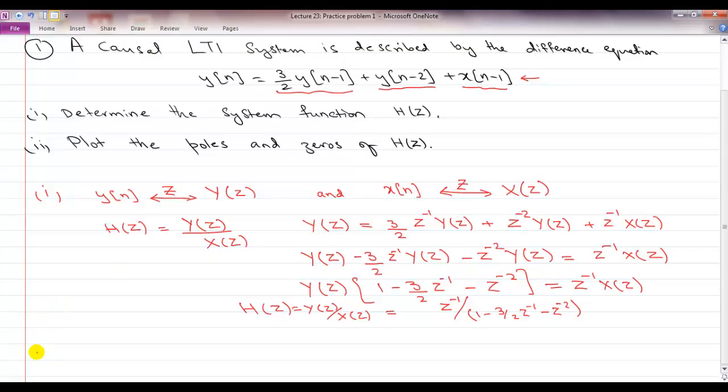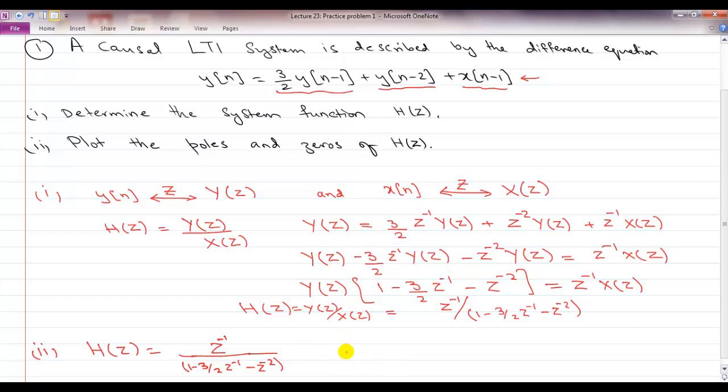Okay, the second part asks us to plot the poles and zeros of H(z). So our H(z) in part 1 we got z inverse over 1 minus 3 half z inverse minus z to the minus 2. Now to compute the poles and zeros, the best way is to write it down in terms of factorized forms, where each factor is of the form 1 minus a z inverse. So the numerator is already factored. We need to do the factorization of the denominator, and that's just the quadratic formula.